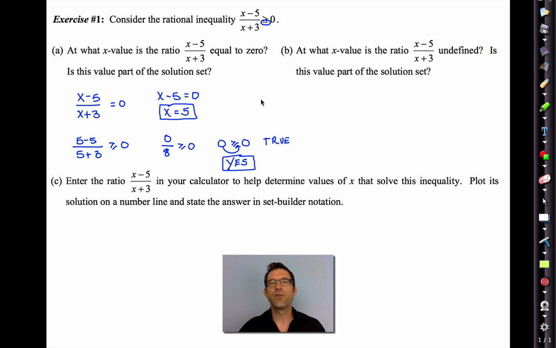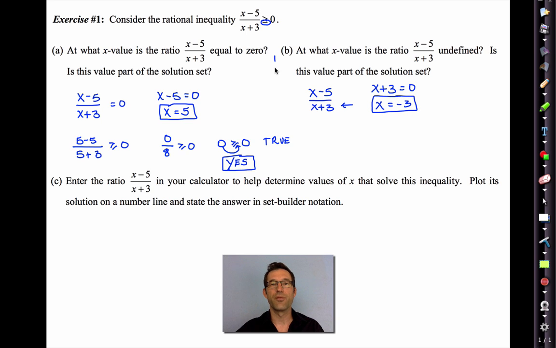Now, letter B asks a very similar question. At what x value is that ratio undefined? Is this value part of the solution set? Again, pause the video and try to answer both of those two questions. All right, well, in order for any fractional expression, rational expression, to be undefined, the denominator, what you're dividing by, has to be equal to 0, in which case we get the value x equals -3.